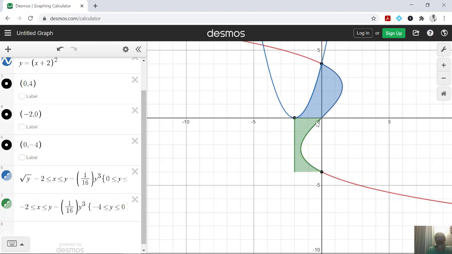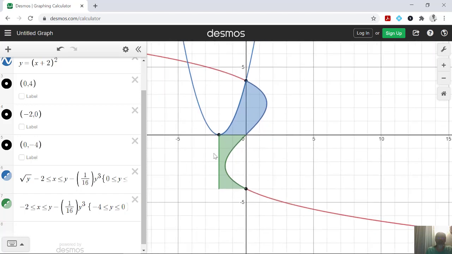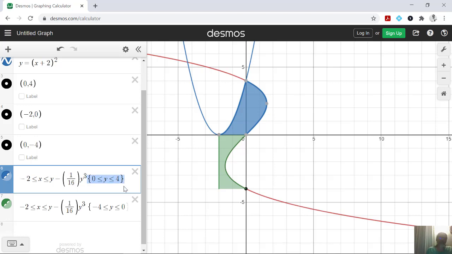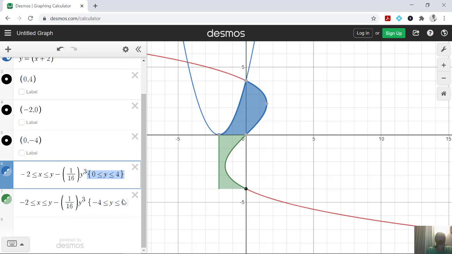So we have just recreated the region here. That's one way to check to make sure you got the right region: go to Desmos and type in the limits as you have them written, except your outer limits would be in curly brackets that follow the first set of limits. Okay, now the bonus part.